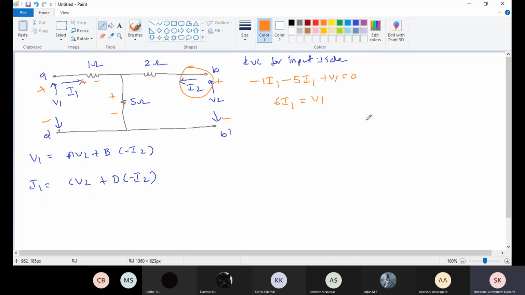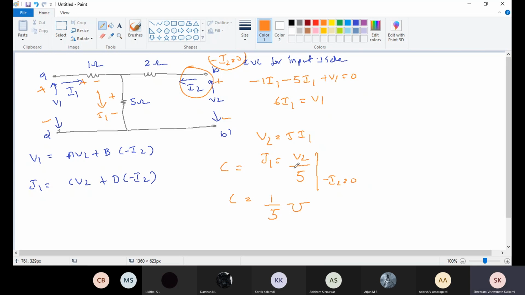Now this is the case for I2 equals 0. If I2 equals 0, what will happen? V2 equals 5 I1, where I1 equals V2 by 5, where minus I2 equals 0. This is nothing but my C. C equals 1 by 5 mho. Transfer admittance.